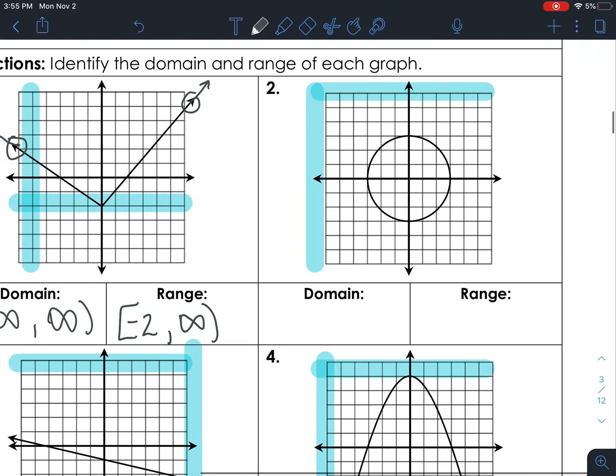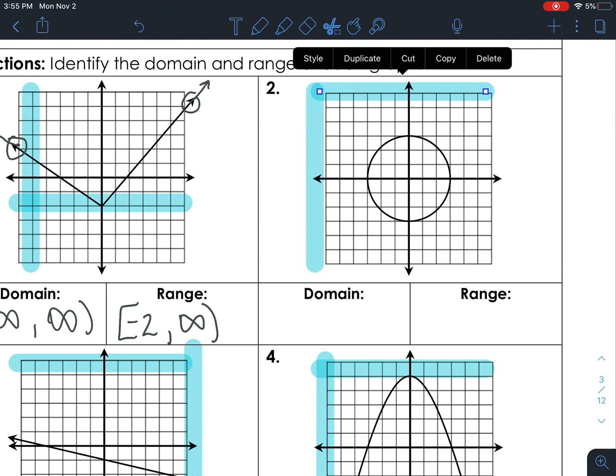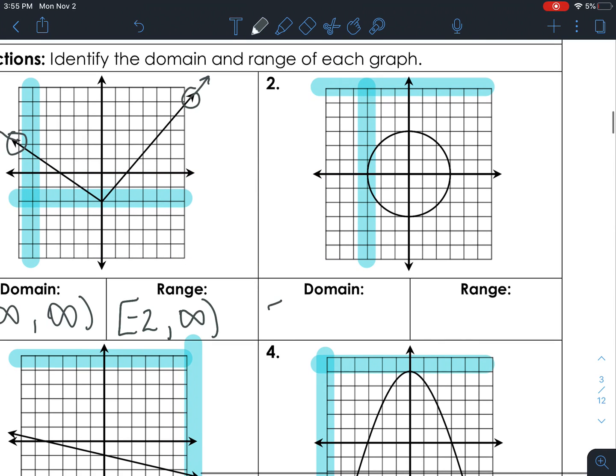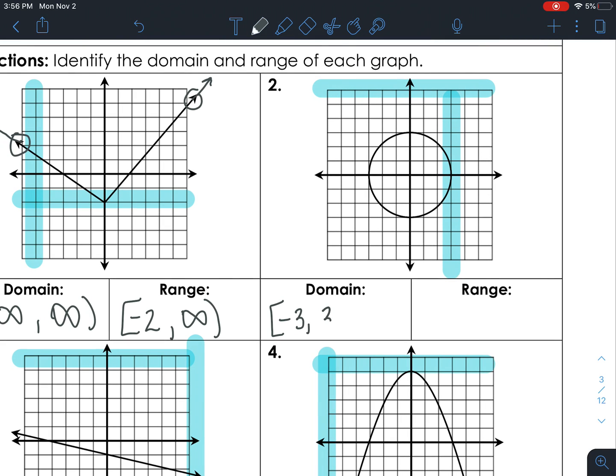Let's look over here at my circle. My circle going left to right, this is my first value. That value is at -3. As I continue, that is my farthest right value. That value is at +3.